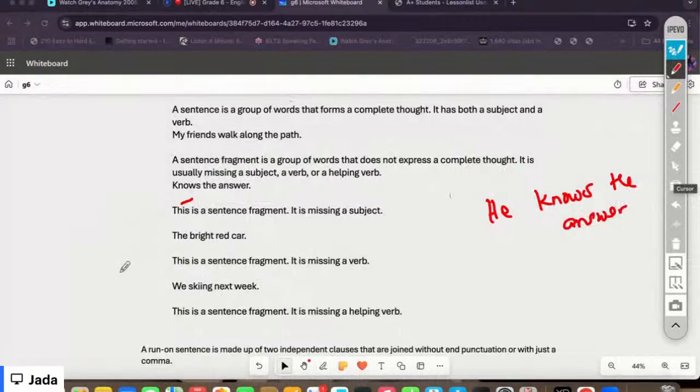We have also this one: the bright red car. Now, this is missing a verb, because it just says the bright red car, which is the subject. What is happening to the bright red car? We have no idea. So we have: we skiing next week. This is missing a helping verb, because it just says we skiing next week. That means it is incorrect. You could say something like, we are skiing next week, then it is a complete sentence, but this is missing a helping verb. Okay?